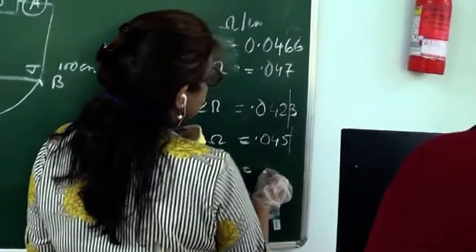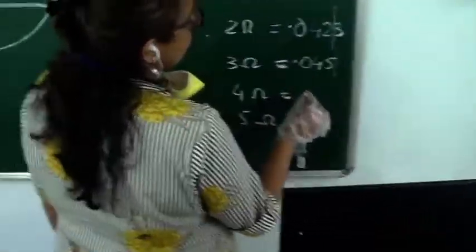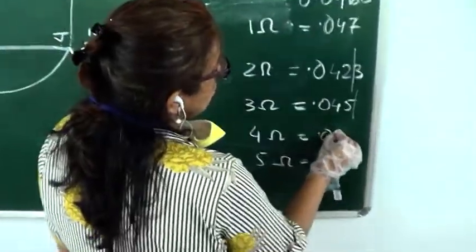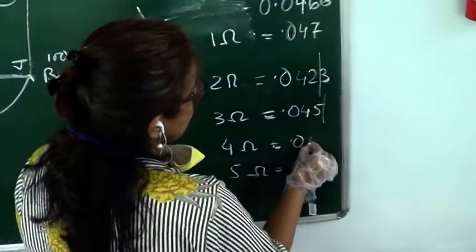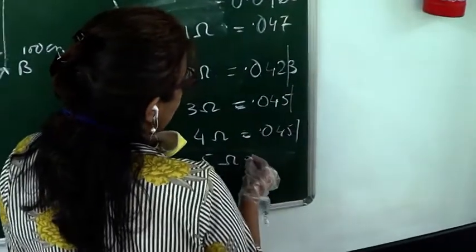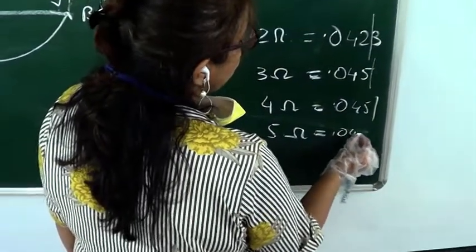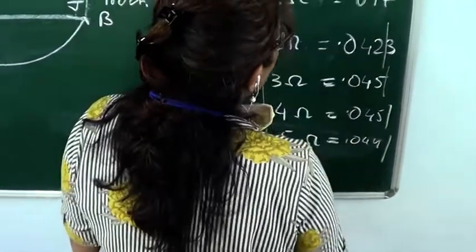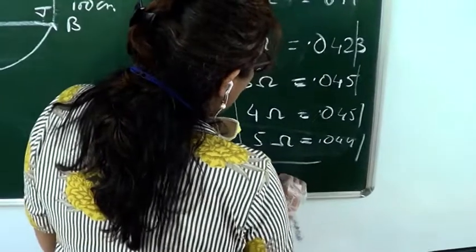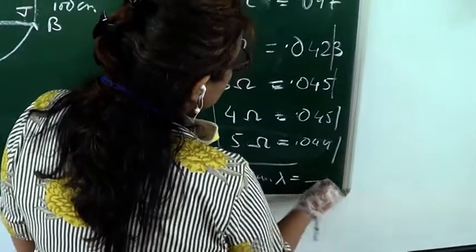Next, 4 ohm, how much is it coming? 0. 4 ohm also the same. Same. And the last one, 5. 4, 4. Now, these are the values. Next, you find the mean lambda and write it down in the conclusion. What is the mean lambda coming out in the conclusion part?